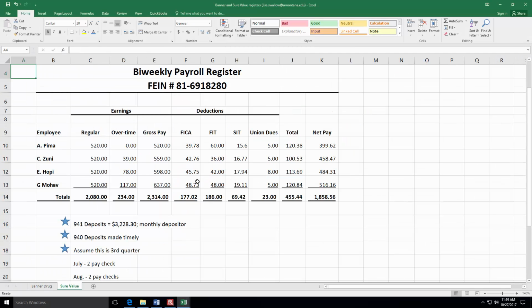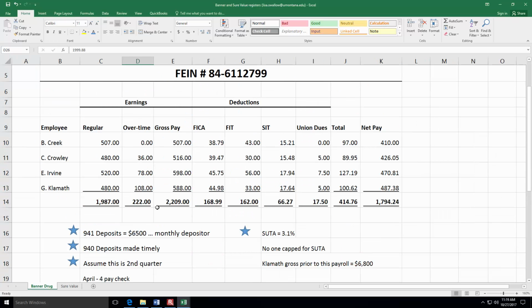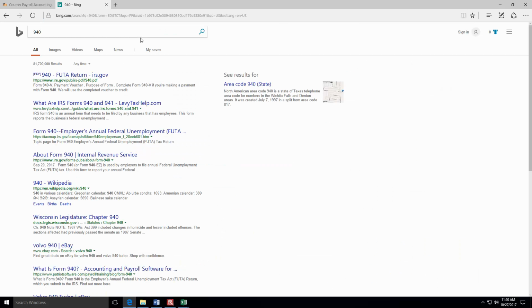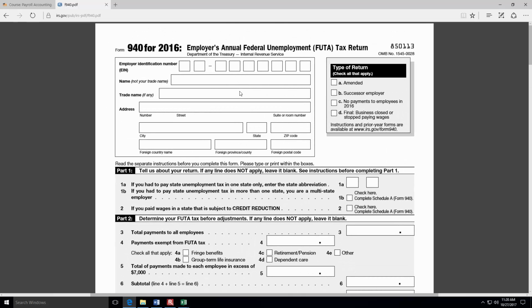Right. So do you have this up? Actually, let's start with Banner. That'll be easier. So this is the Banner payroll register. You're going to have that up. You're going to have in front of you, please, your Form 940. And then you're going to have a piece of paper, your notes, turned around landscape in front of you. I'm going to show you how to set up a table to get the numbers to put in here.